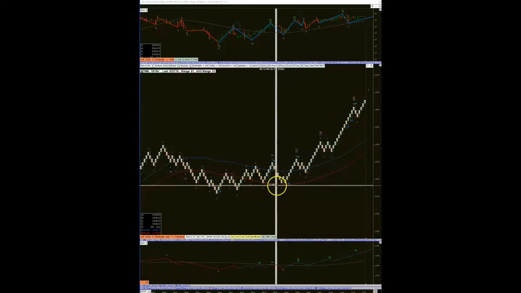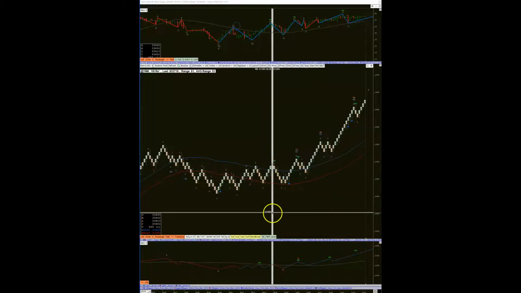Now the only problem is the pullback. You have to be ready for it. You have to be ready for the pullback, and see how many components are pulling back. It's very important to know that. If you don't know how many components are pulling back, then how do you know the pullback is a pullback and not going to just break through?